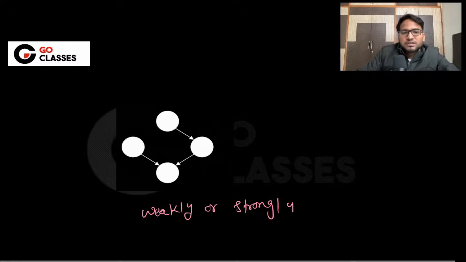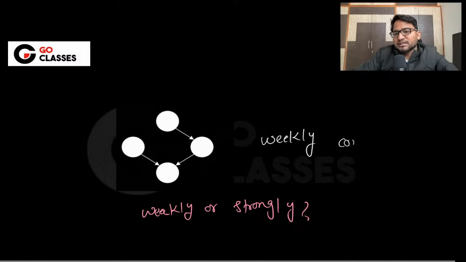Okay. See, is this graph weakly connected or strongly connected? What do you think? See here, can you reach from this vertex to this vertex? No, right? But if you ignore the edge directions, then you can reach. So that's why this graph is weakly connected, right? If you ignore the edge directions, and after that you can reach, then this graph is called weakly connected.